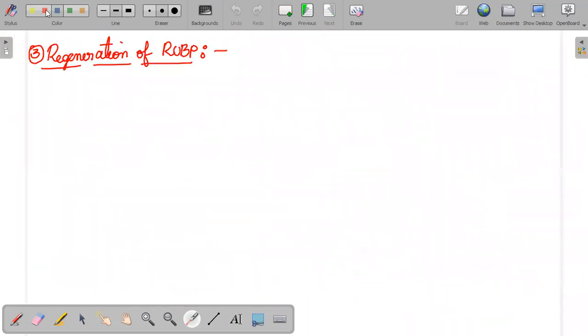What are those 30 carbons? What are those things? What are those 10 G3P molecules? Those 10 G3P molecules in the regeneration of RuBP will be converted into 5 molecules of RuBP in this particular step.